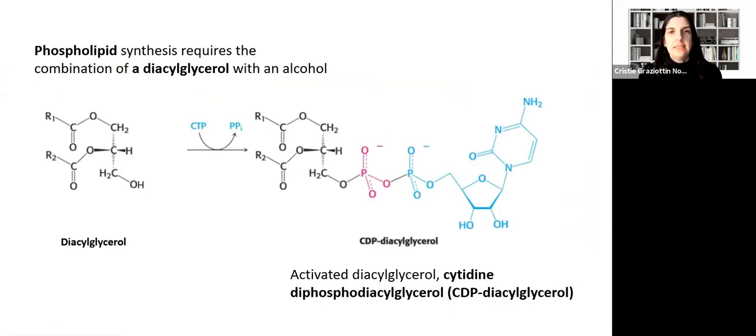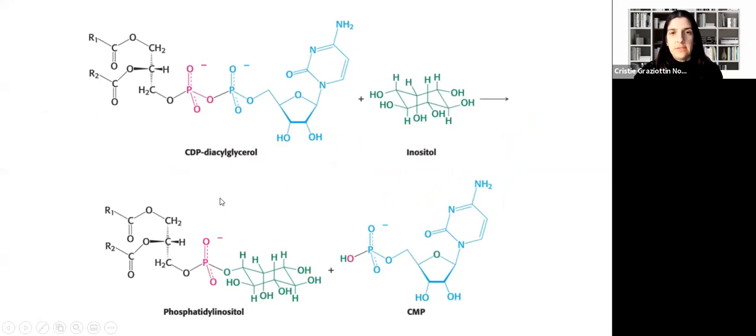Phospholipid synthesis requires the combination of a diacylglycerol with an alcohol, okay? There are two strategies that can happen: one is using an activated diacylglycerol, or using an activated alcohol. Let's go for the first, when we use an activated diacylglycerol. The activation occurs through the reaction with CTP, and then we get the CDP-diacylglycerol. Now that we have an activated diacylglycerol, a reaction with an alcohol occurs, in this case inositol, and this leads to the production of phosphatidylinositol and CMP.